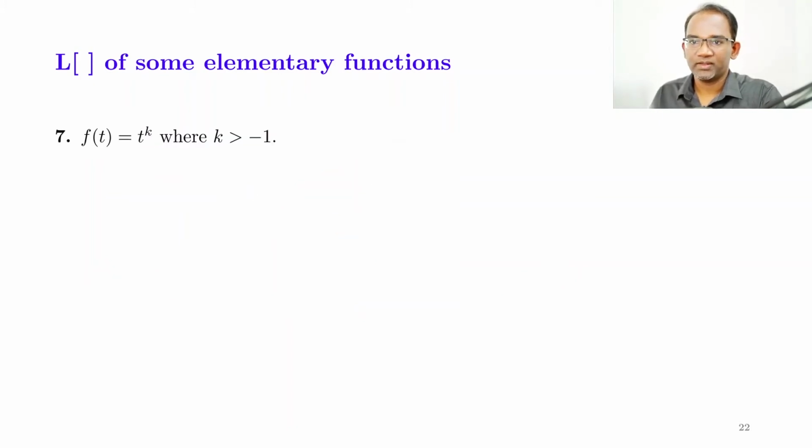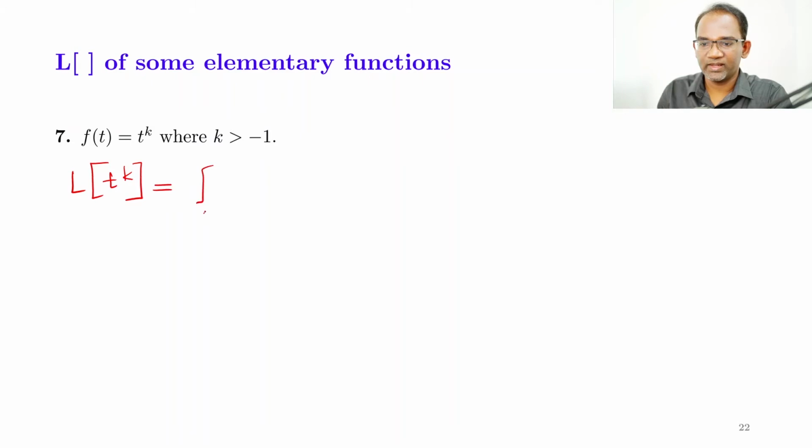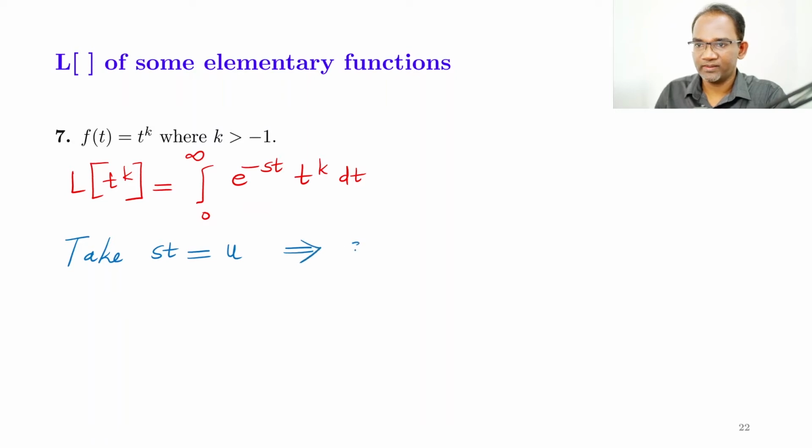We'll now try to find out the Laplace transform of t power k for k greater than minus 1. We define the Laplace transform of t power k as equal to integral 0 to infinity e raised to minus st t raised to k, then dt. Let's take st as equal to u, and this will render s dt as equal to du and t power k as equal to u power k over s power k.